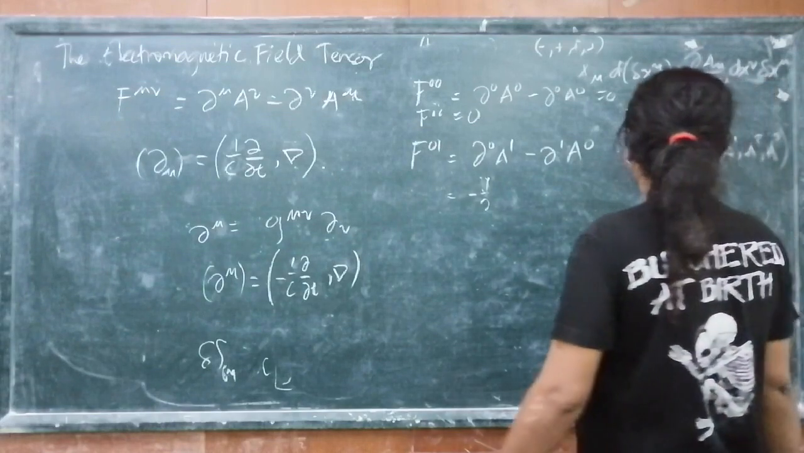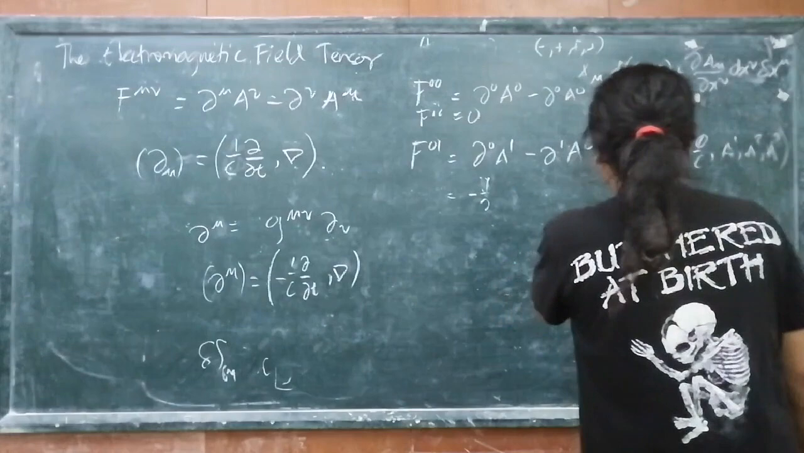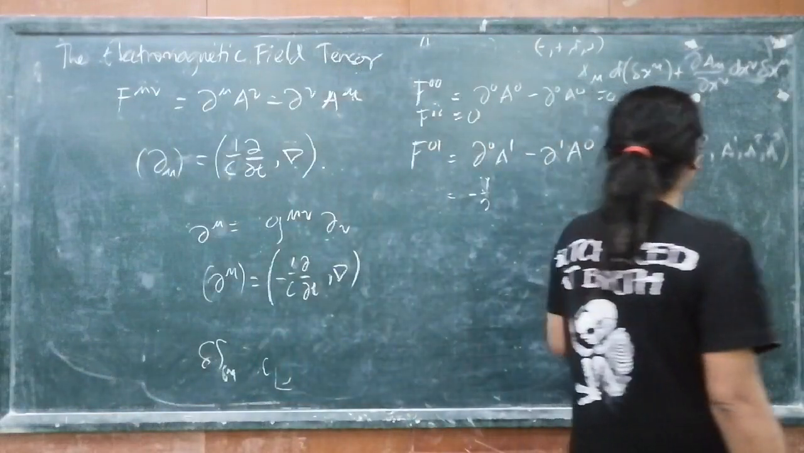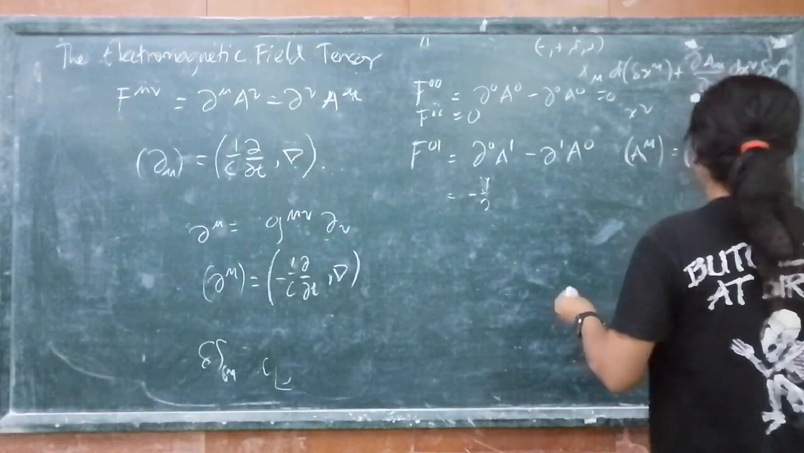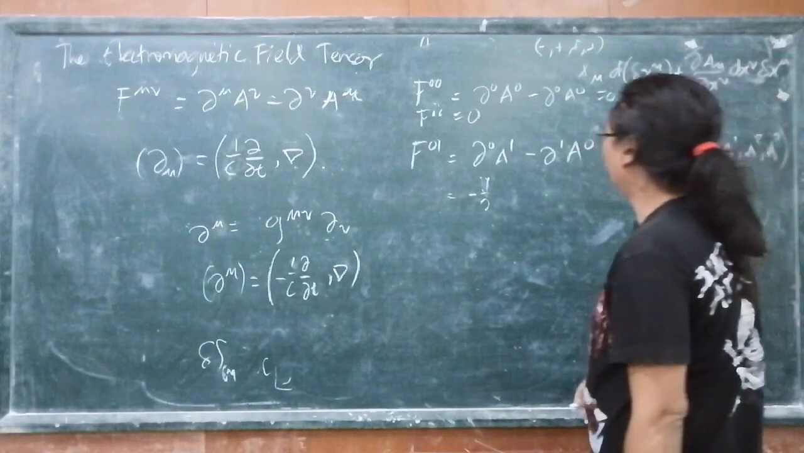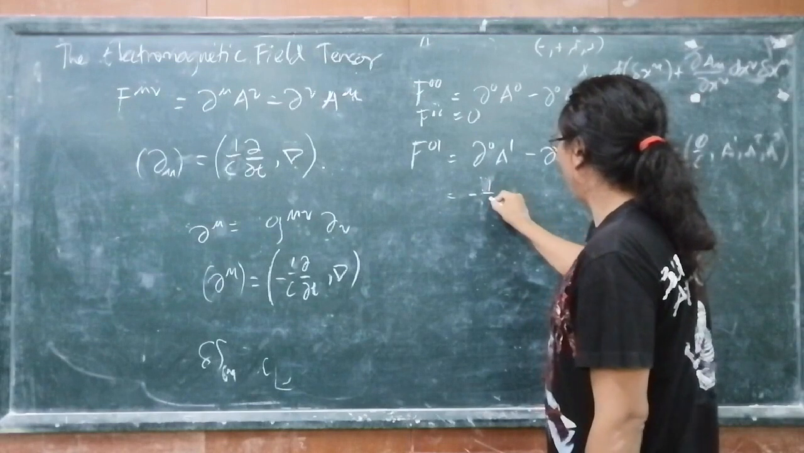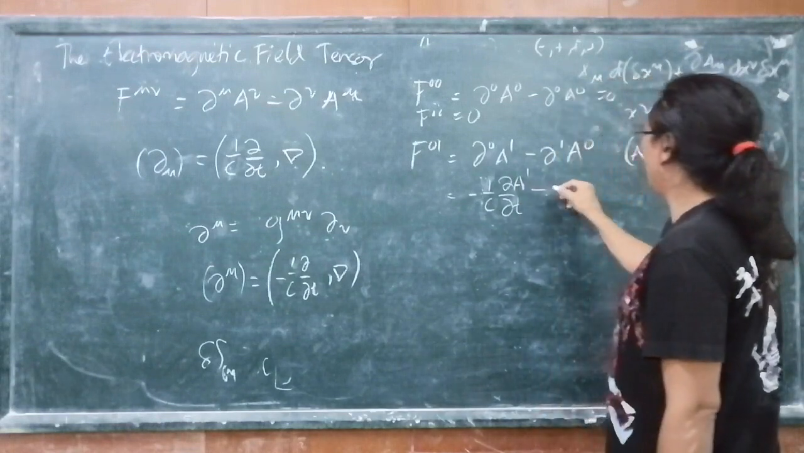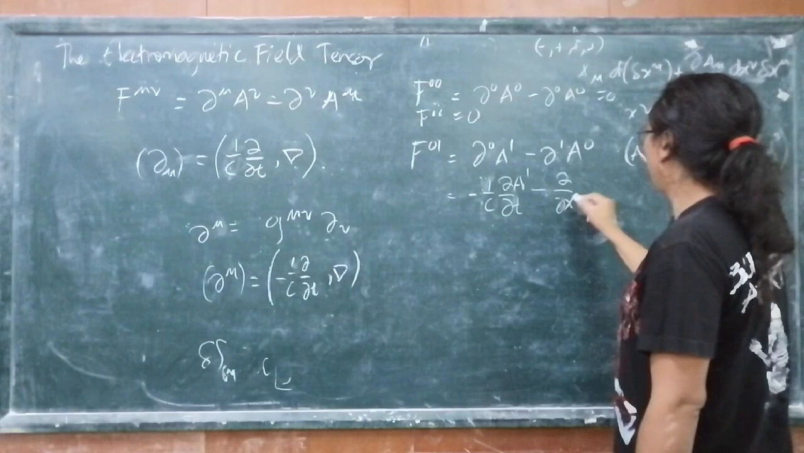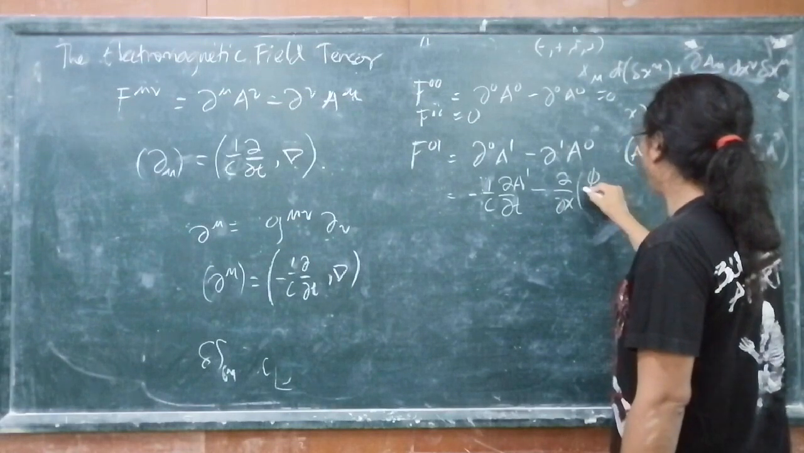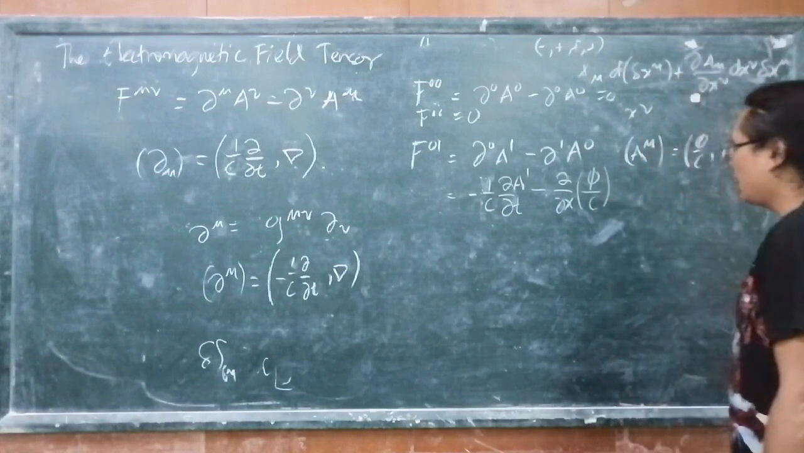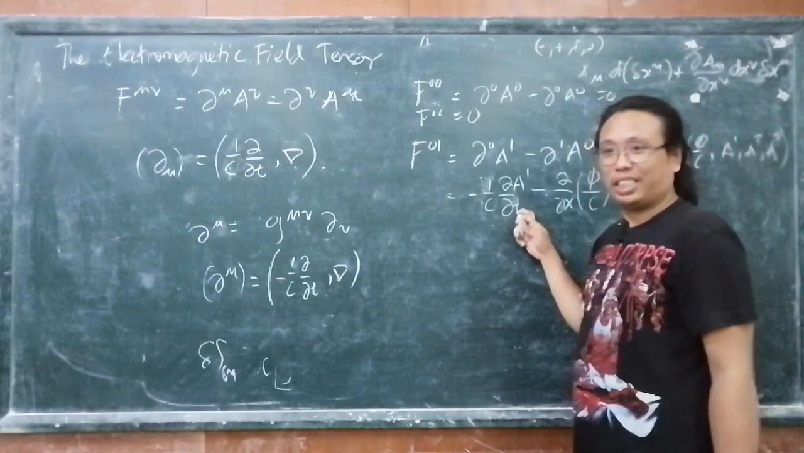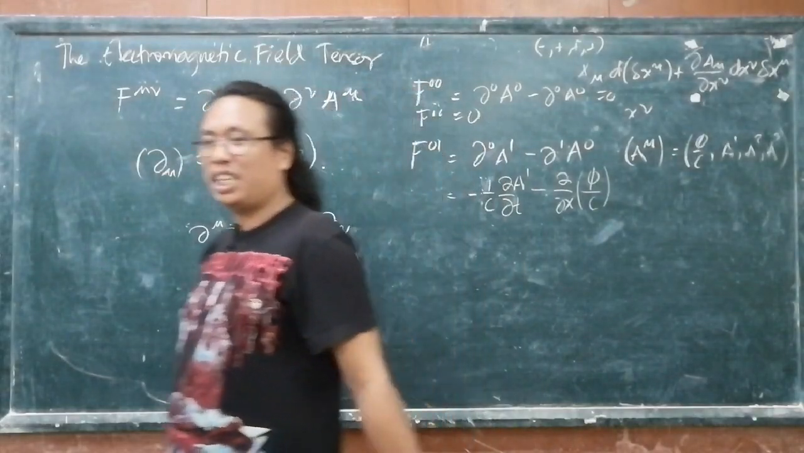So this is 1 over C, partial over partial T, A1, minus partial over partial X, A0 of phi over C. And what is this? What is A_i? A1, A2, A3.